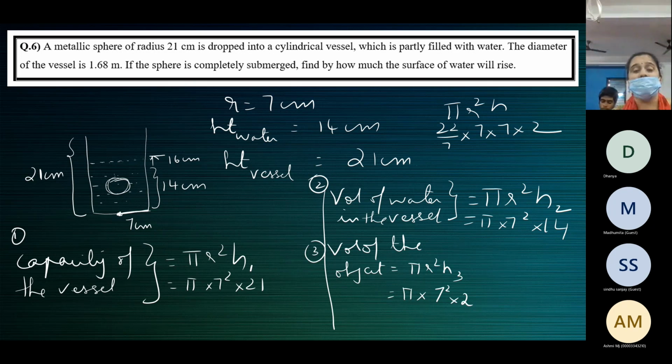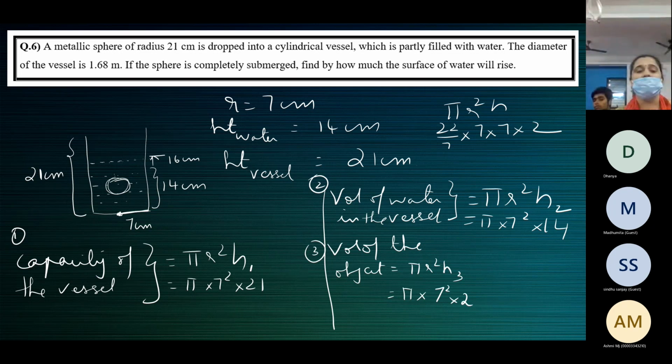So pi r square, the radius will be the same. You have 3 different heights here. The total height, 21, will be the capacity of the vessel. The height of the water gives the volume of the water. The 2 centimeters will give you the volume of the object which is dropped in the water.